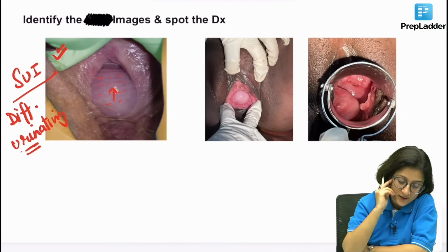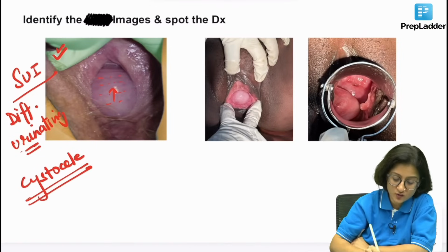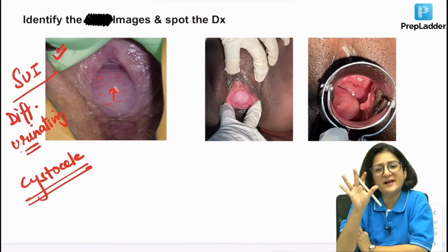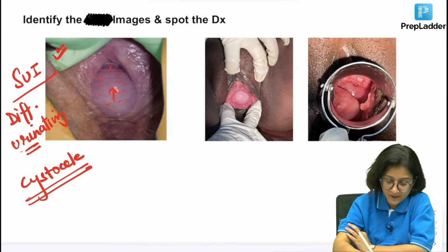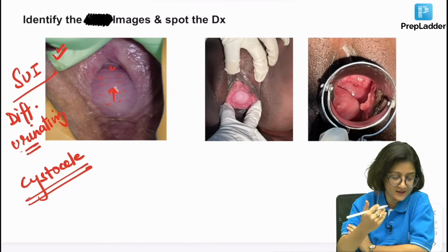SUI, this is not a urethrocoele, this is a cystocele. They will never give you an image of urethrocoele. Please, it's very subtle. Forget it. It's a cystocele. Urethrocoele will be here near the urethra. This is the bulge, this is cystocele.